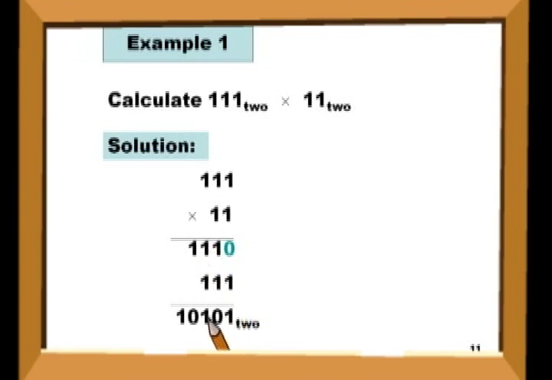So the 1 remainder we put here and we take the 1 across to this column. 1 and 1 is 2, and remember 2 is written as 1, 0. So when we multiply 1, 1, 1 in base 2 by 1, 1 base 2, our product is 1, 0, 1, 0, 1 to the base 2.